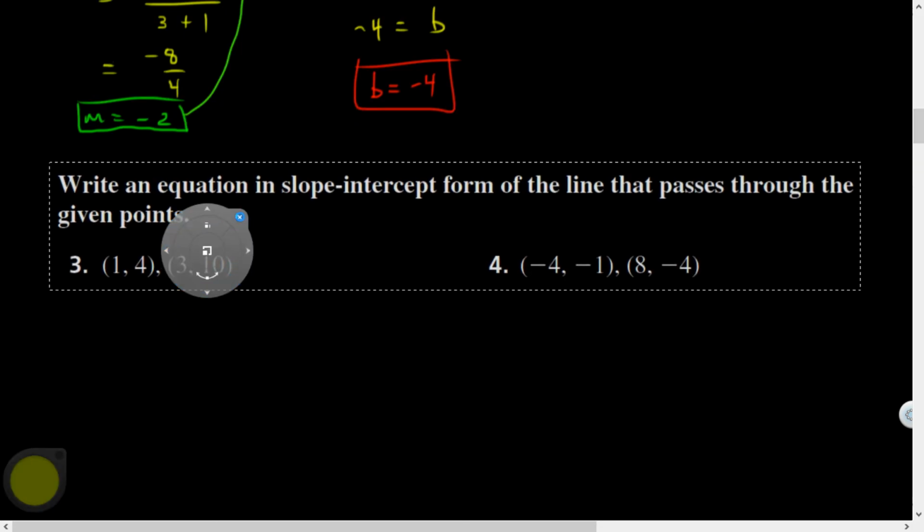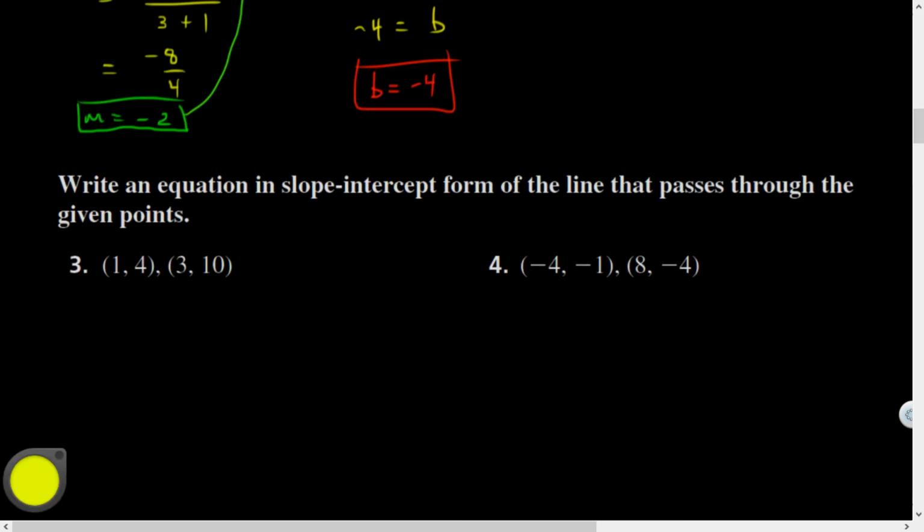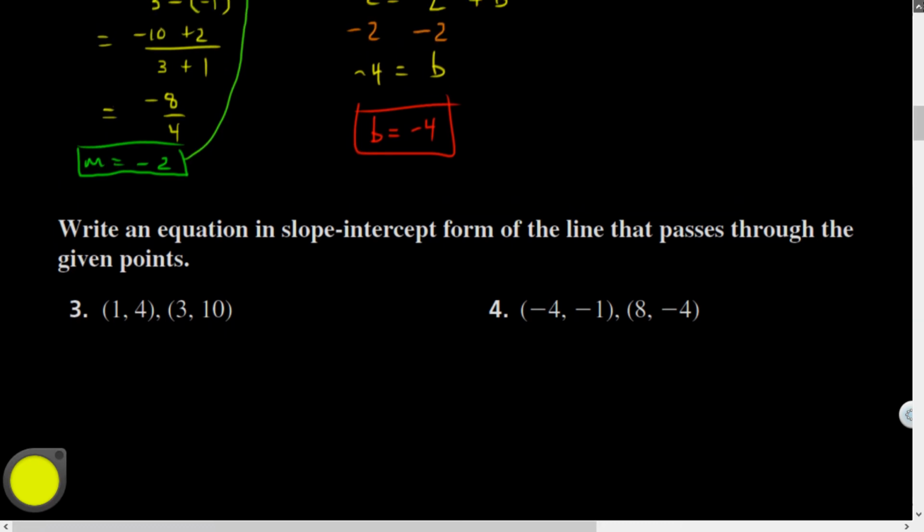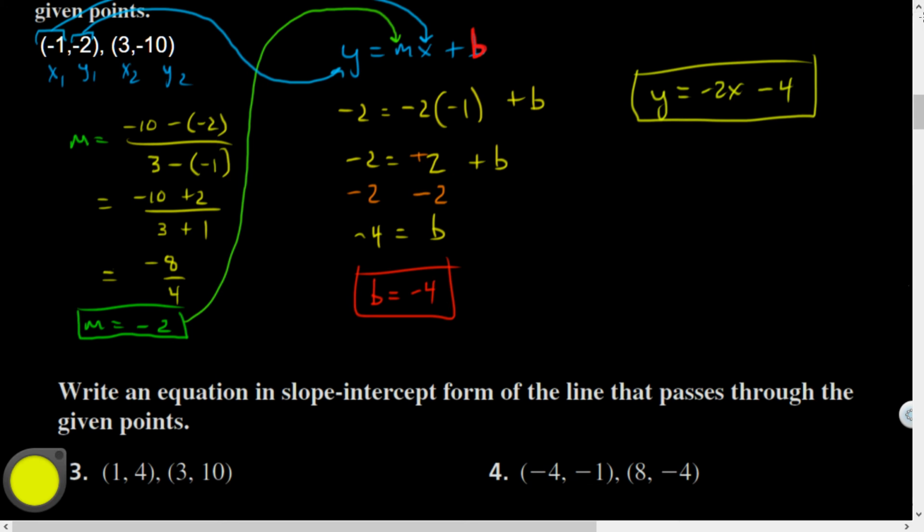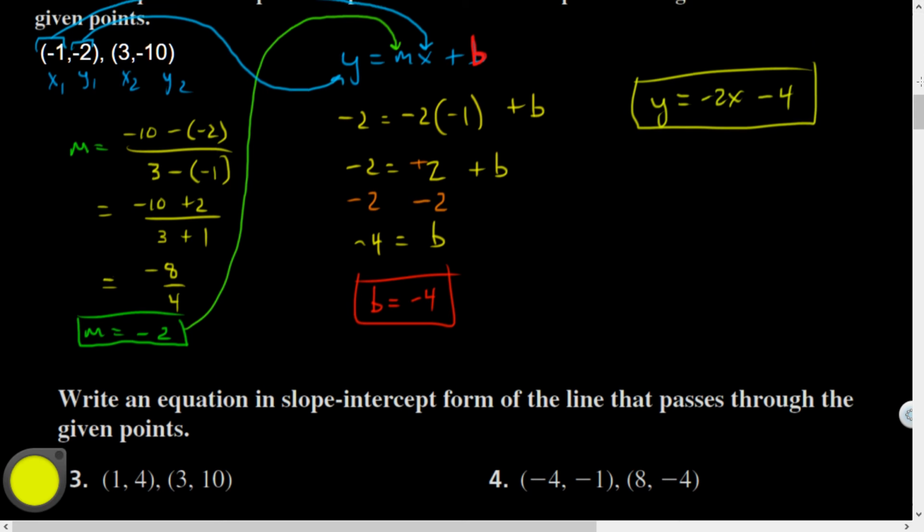All right, I believe I gave you guys these. These are actually from the next section, but we're going to use this section's strategy to do them. So you are going to follow those steps. You'll find the slope. You'll plug in one of the points and your slope in y equals mx plus b. And you will then find the equation. I'll leave that on the screen for our internet friends. Let's have you guys try those two problems right now. I'll walk around and help.